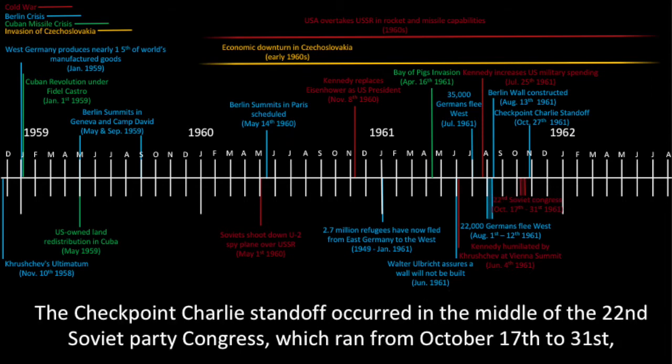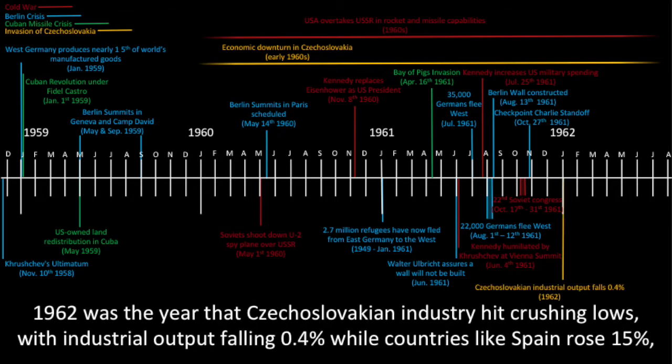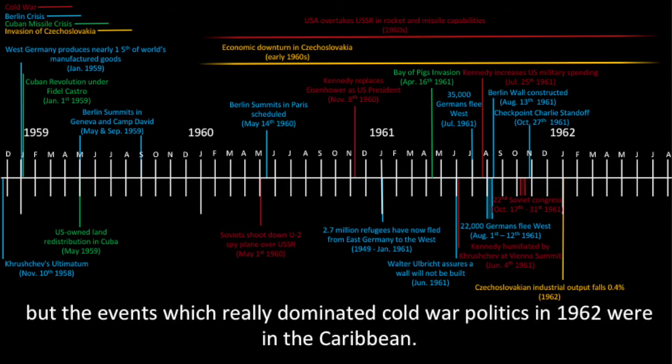The Checkpoint Charlie standoff occurred in the middle of the 22nd Soviet Party Congress, which ran from October 17th to the 31st, where Khrushchev denounced Stalin for a second time, sparking a wave of reform across Eastern Europe. 1962 was the year that Czechoslovakian industry hit crushing lows, with industrial output falling 0.4%, while countries like Spain rose 15%. But the events which really dominated the Cold War politics in 1962 were in the Caribbean.